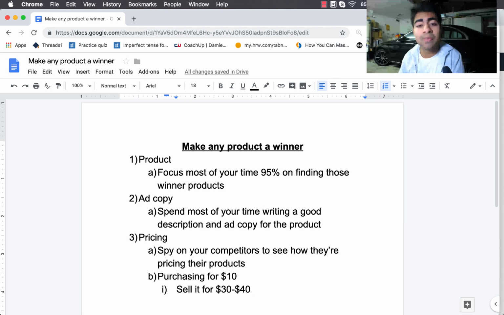Next thing you want to do is spend more time on the ad copy, the description, the ad text for the actual ads, and also figuring out who your audience is. And the third one that impacts your success rate with making any product a winner is the pricing. Because if you try to sell a product that people sell for $10 for $1,000, that's just not going to work. So to really maximize your results, focus on these 3 things, and focusing on these 3 things will help you get closer to your goal of finding a winning product.